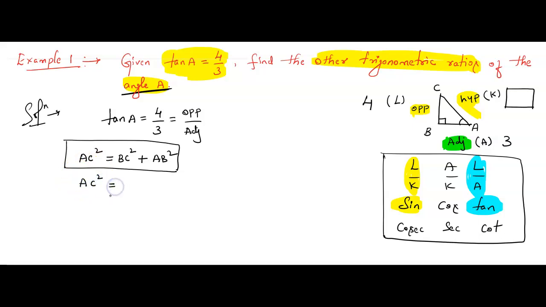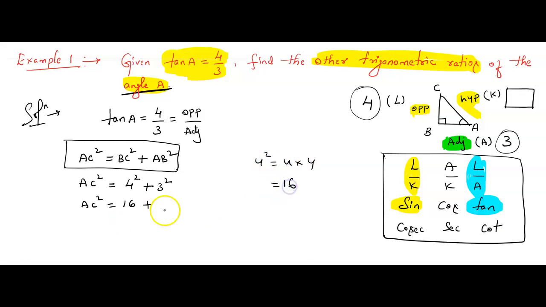AC square is equal to BC square. What is the value of BC children here? You can see 4. Yes, that is 4 square. Plus AB. What is the value of AB side? That is 3. Then we write here 3 square. Now AC square is equal to 4 square. 4 square means 4 into 4, 4 4s are 16. 3 square means 3 into 3, 3 3s are 9. Now AC square equals 16 plus 9, that is nothing but 25.